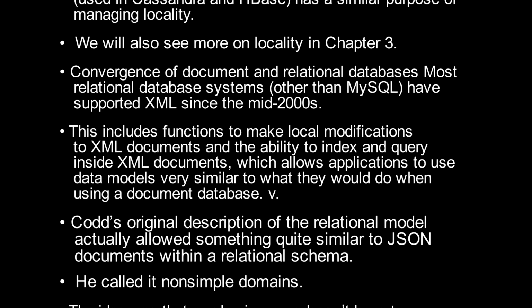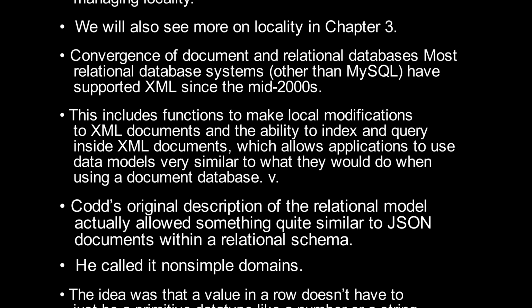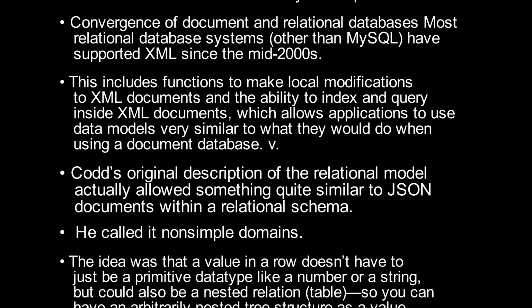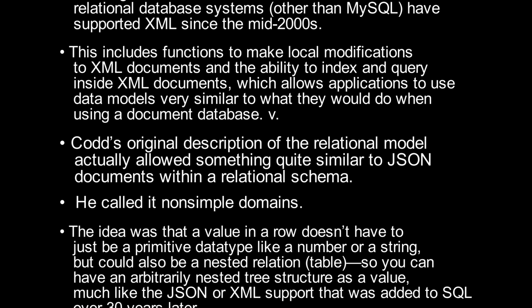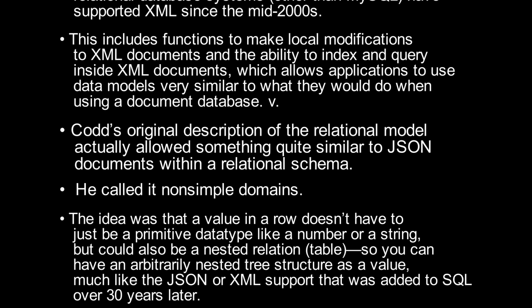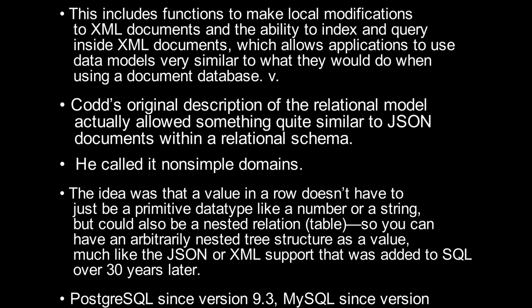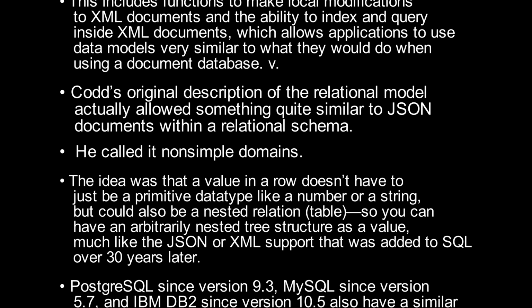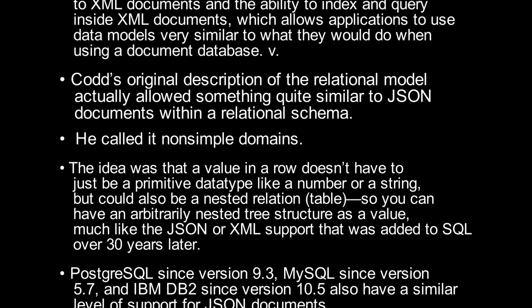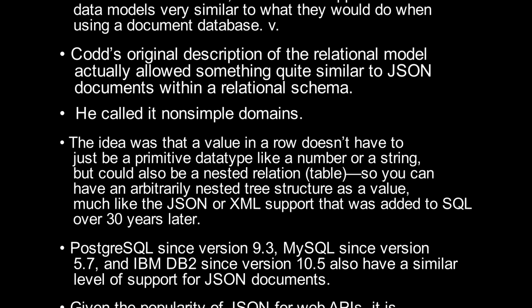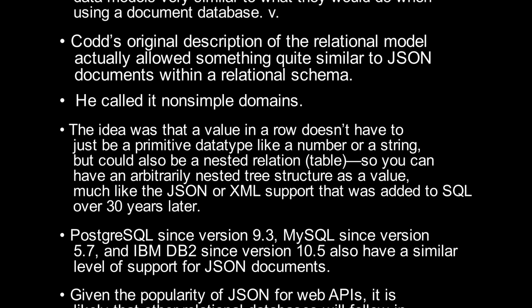Codd's original description of the relational model actually allowed something quite similar to JSON documents within a relational schema. He called it non-simple domains. The idea was that a value in a row doesn't have to just be a primitive data type like a number or a string, but could also be a nested relation table, so you can have an arbitrarily nested tree structure as a value, much like the JSON or XML support that was added to SQL over 30 years later.